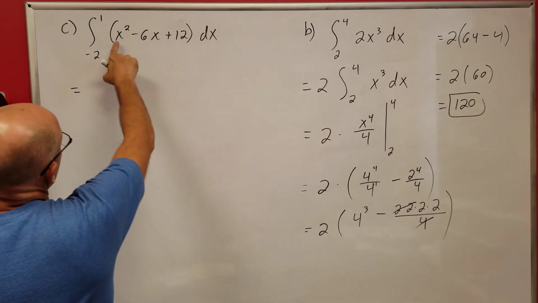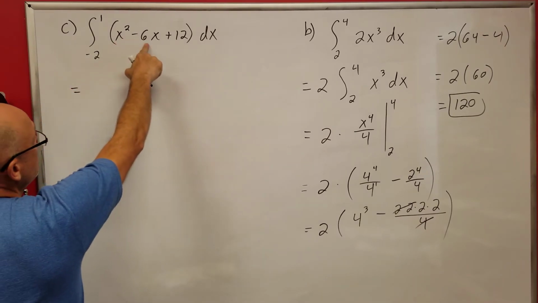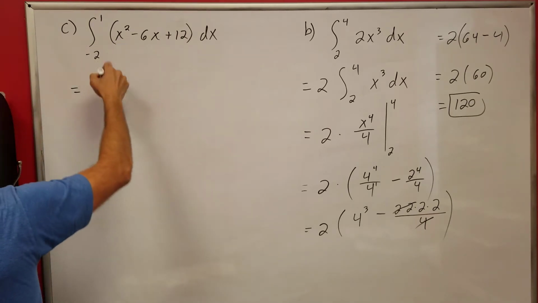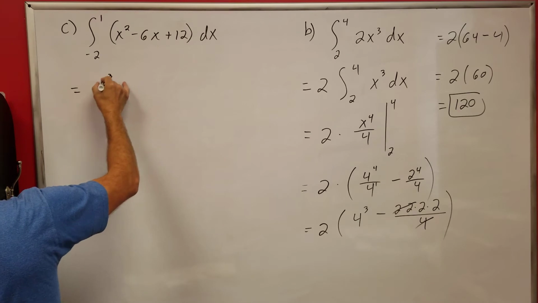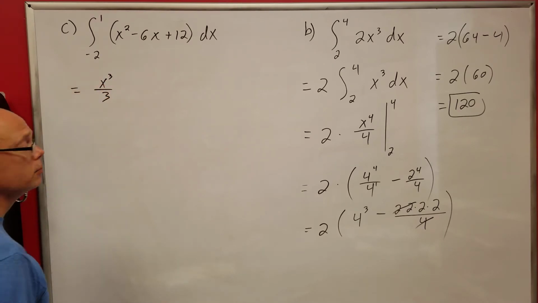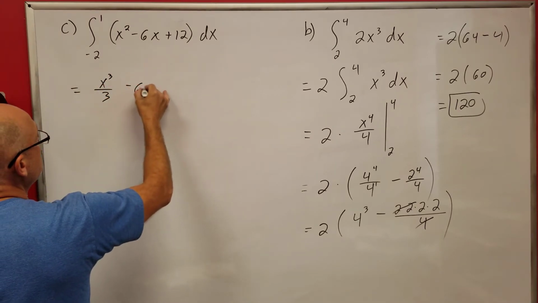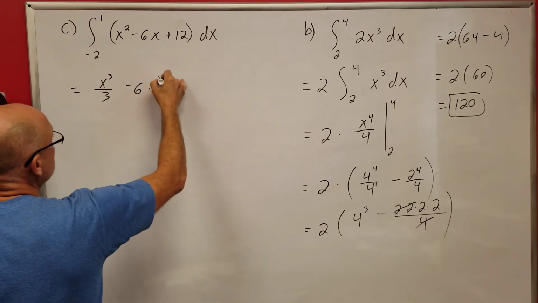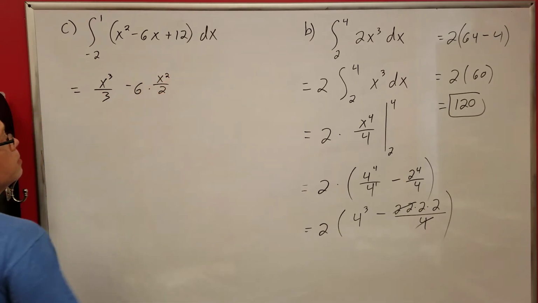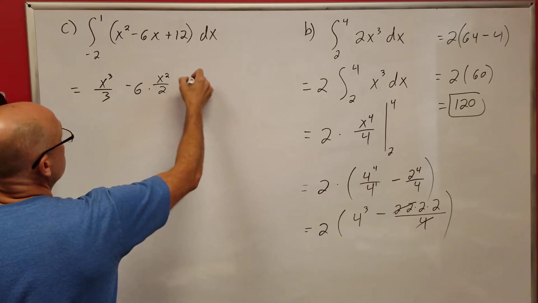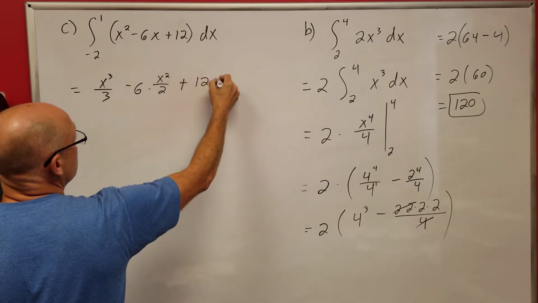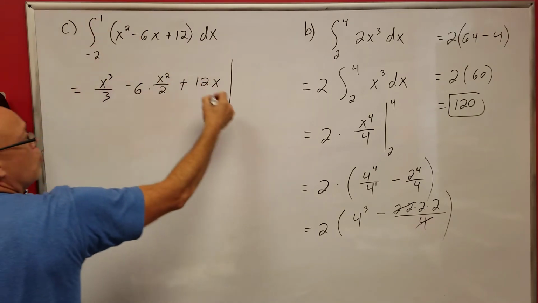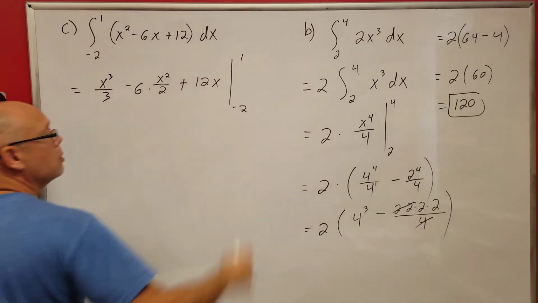What most people do is take an antiderivative of this, take an antiderivative of this, take an antiderivative of that, okay? What's an antiderivative of x squared? x cubed over 3, right? Minus 6 times, let's take the antiderivative of this part. What is that, x squared over 2? Plus, how about an antiderivative here? 12x, right? And we're going to run this from what? -2 to 1.